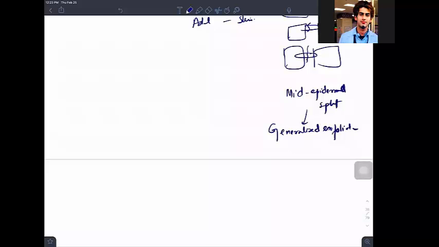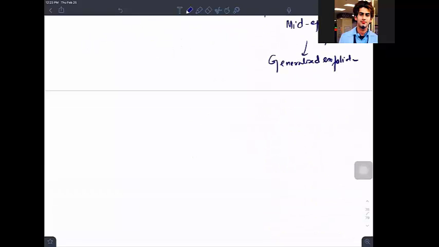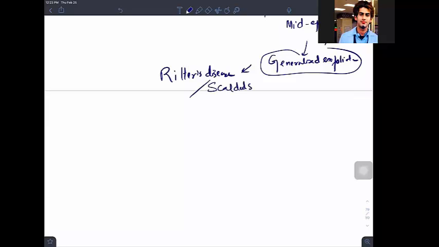And this condition, all this pathogenesis, what happened until now, this final generalized exfoliation process happens in a disease known as Ritter's disease. Ritter's disease is also known as scalded skin syndrome, SSS, the same feature shared. Are we able to understand? This causes scalded skin syndrome.